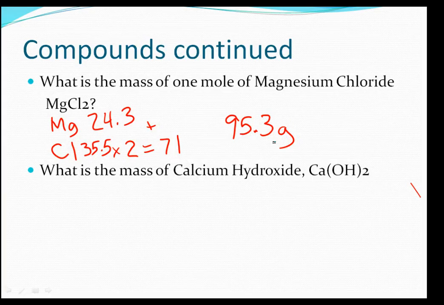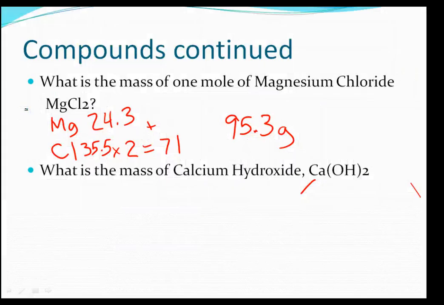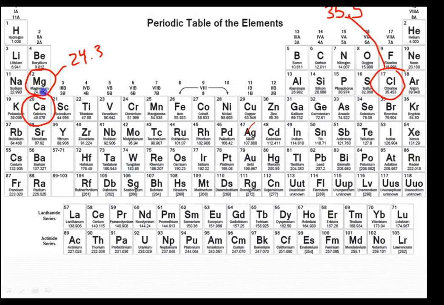Now, a little different for calcium hydroxide. I've got calcium, and then I have OH. You can add those up individually, or you can add everything up inside the brackets and then multiply by 2, but either way you get the exact same answer. Calcium, when I round it, becomes 40.1. My oxygen is again 16. My hydrogen is just going to be 1.